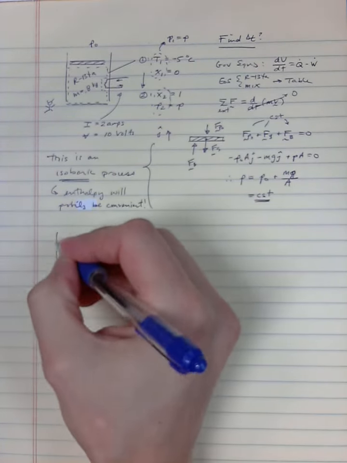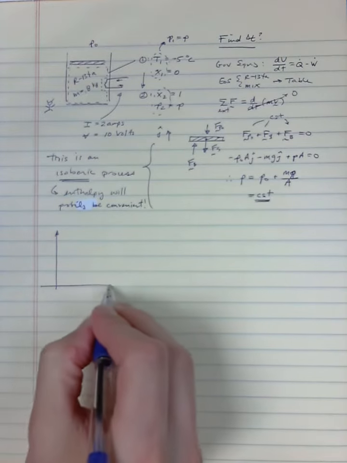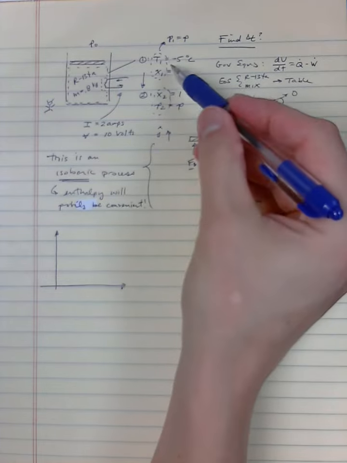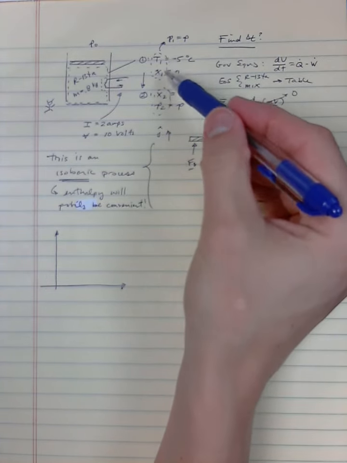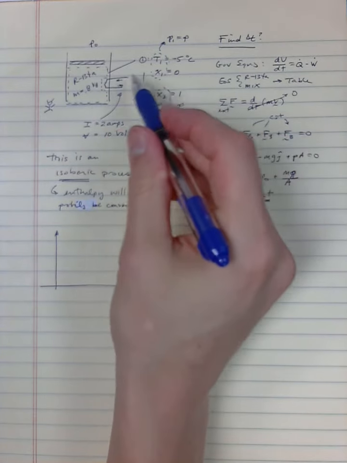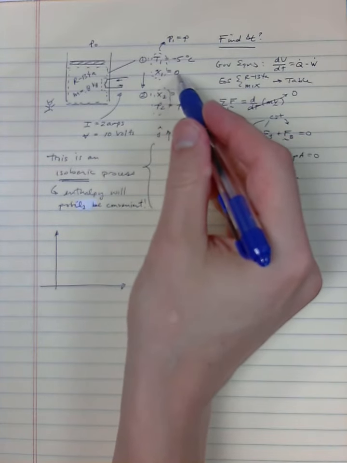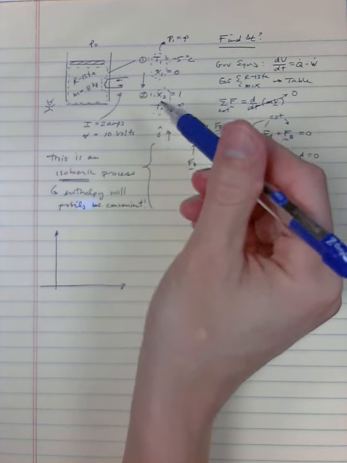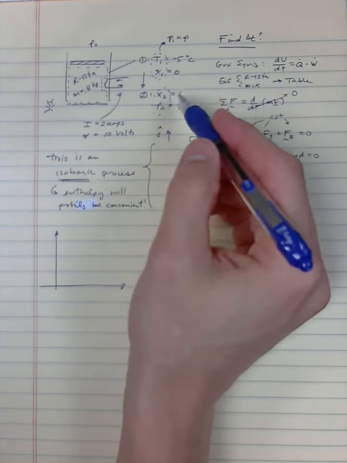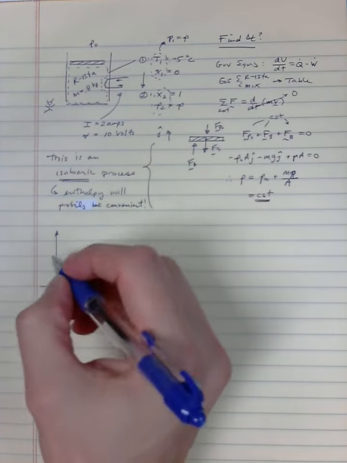Well, let's draw the process, the isobaric process, as it will occur. What we know is that the pressure is going to stay the same, and we're going to have an increase in the volume, right? The quality is going to go from 0 to 1. We know that V is equal to Vf plus x times Vfg. So as x increases, V goes up.